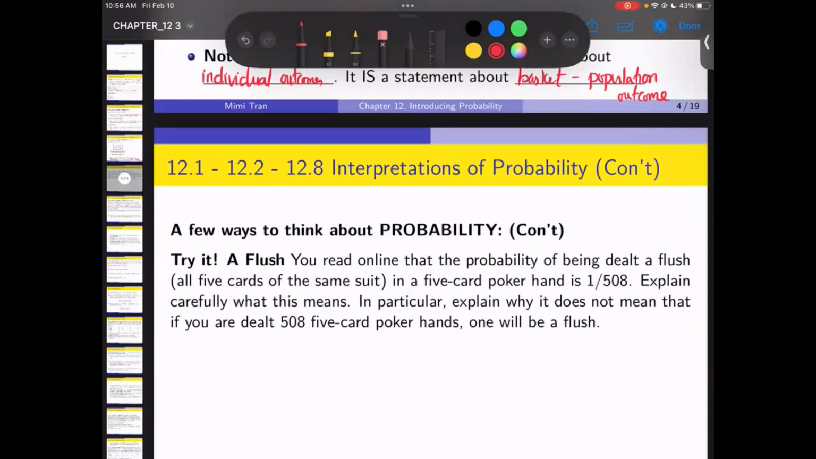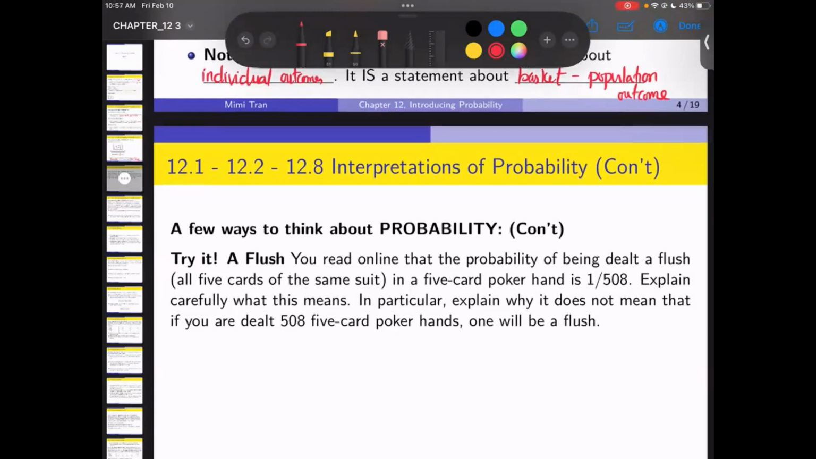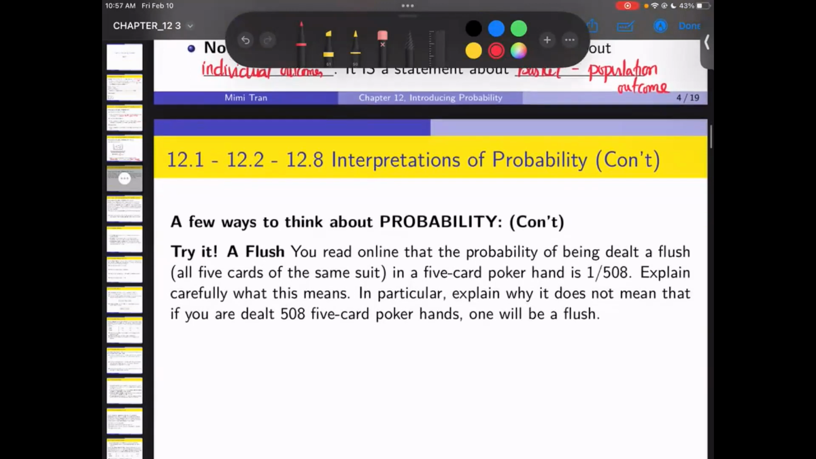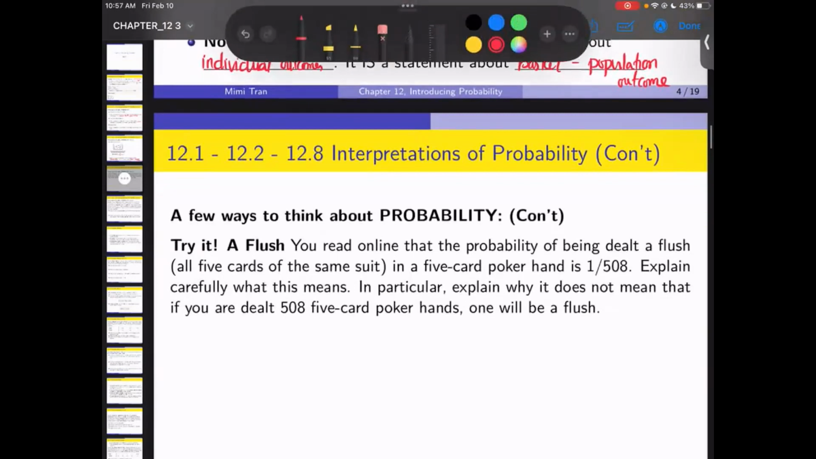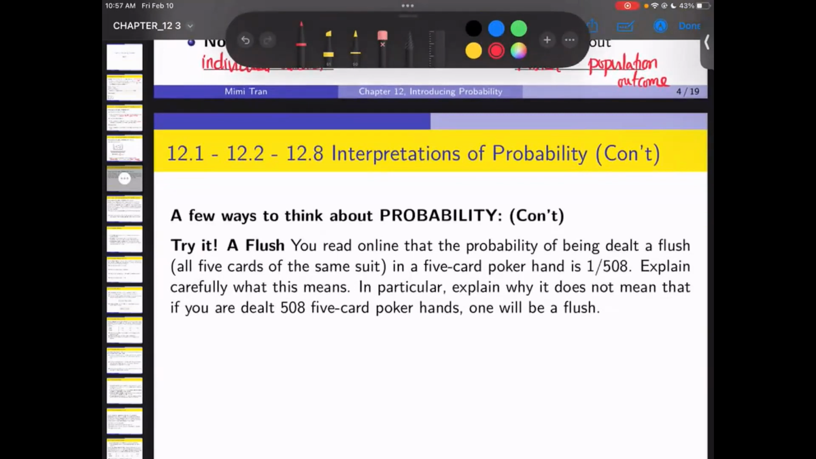You read online that the probability of being dealt a flush, meaning all 5 cards of the same suit in a 5-card poker hand, is 1 out of 508. Explain carefully what this means. In particular, explain why it does not mean that if you are dealt 508 5-card poker hands, one will be a flush. So what does this mean?